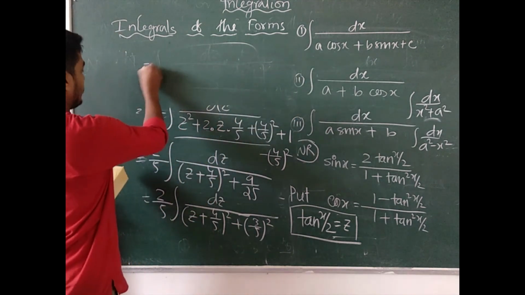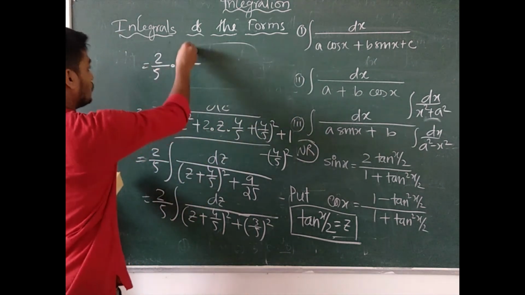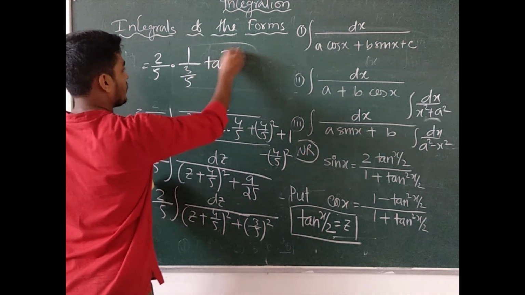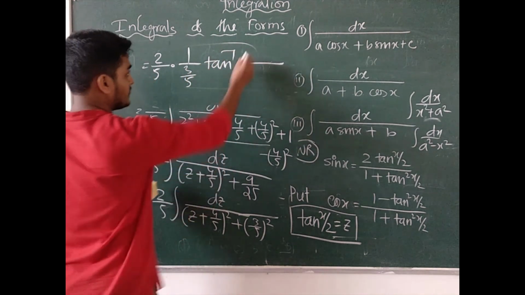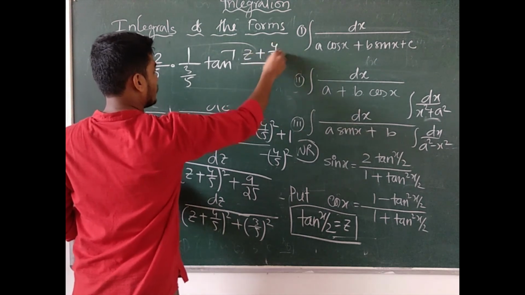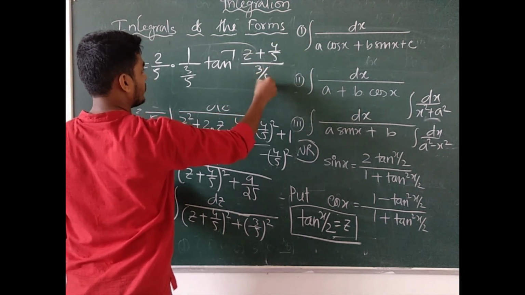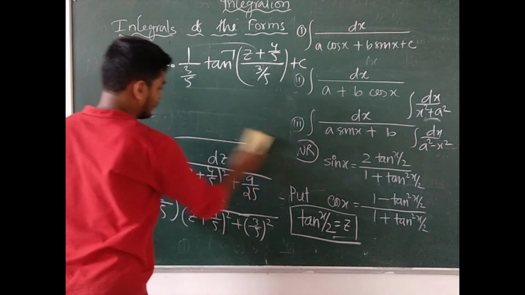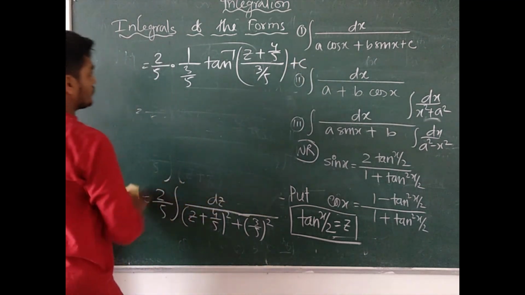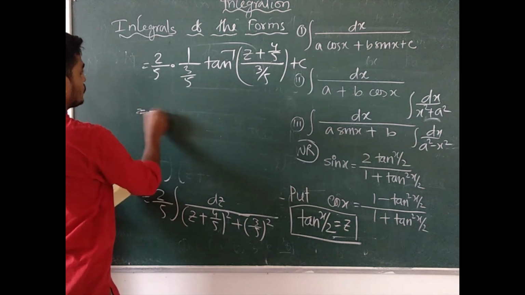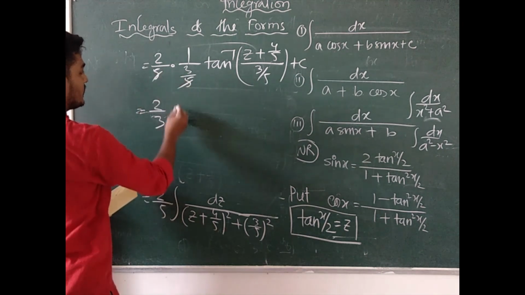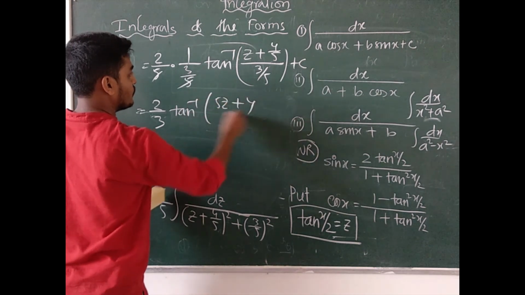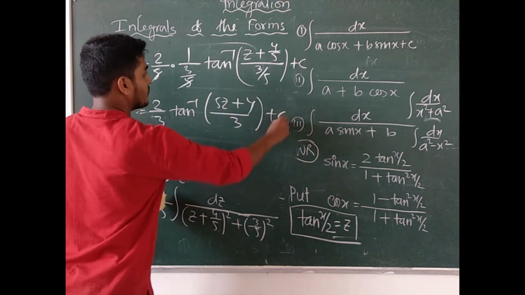So 1 by a, with 2 by 5 already there, 1 by a is 3 by 5. Tan inverse x by a, what is the value of x here? z plus 4 by 5, divided by 3 by 5, plus c. But you have to put the values in the respective places. So the answer is 2 by 3; 5 will be cancelled. Tan inverse of 5z plus 4 divided by 3, simplify it.